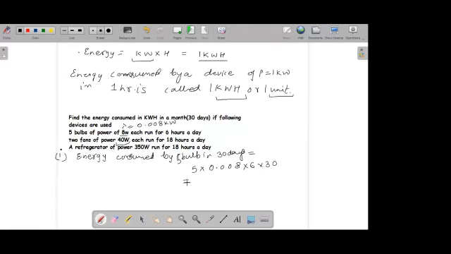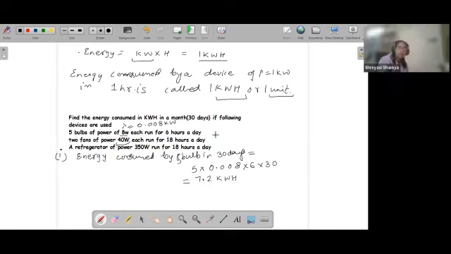So multiply 5 times 0.008, multiply 6, multiply 30. So you get your answer as 7.2 kilowatt hour. Sir, to make the calculation easy, can we do the cutting part and all those also, right, sir?